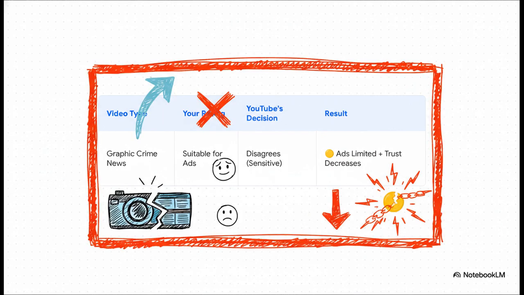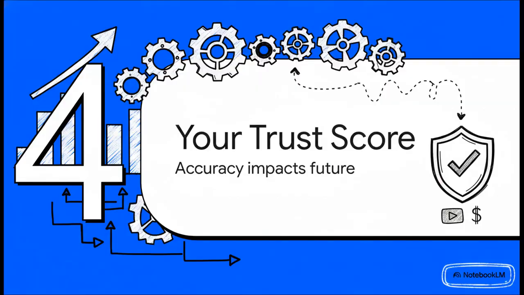And this is the trap. This is what we all need to avoid. You upload, say, a graphic crime news report. But you're feeling optimistic, so you rate it as fully suitable for ads. Of course, a reviewer disagrees. They flag it as sensitive content. And what happens? You get the yellow icon, and you hurt your channel's trust score. It's a double whammy. So that last example brings up a really critical idea, your YouTube trust score. See, every time you self-certify, you're not just rating one video.